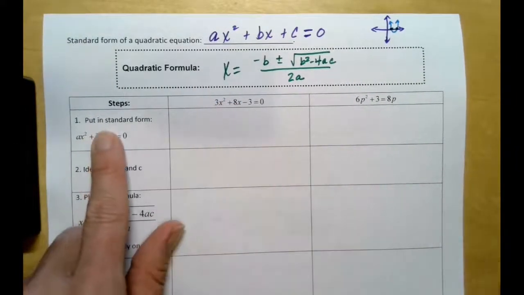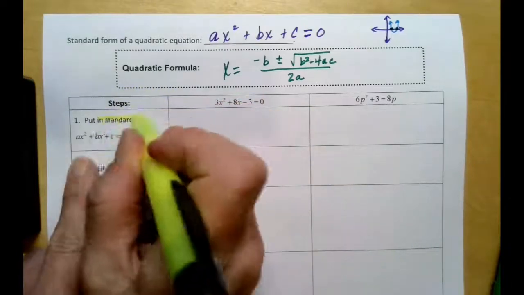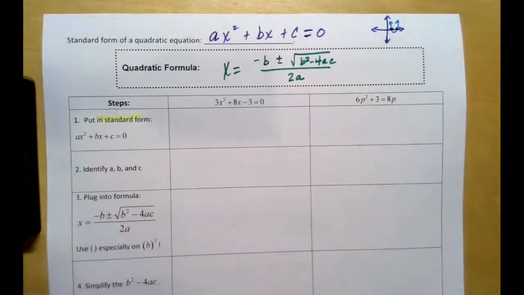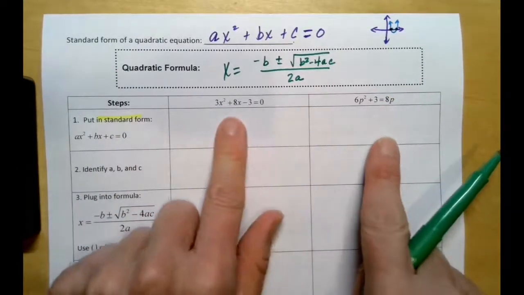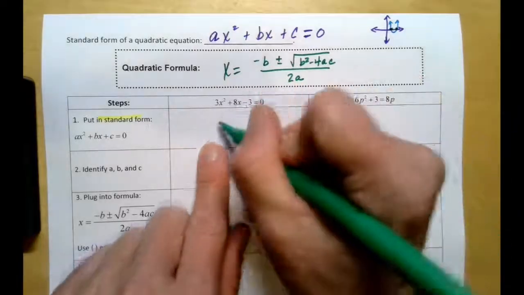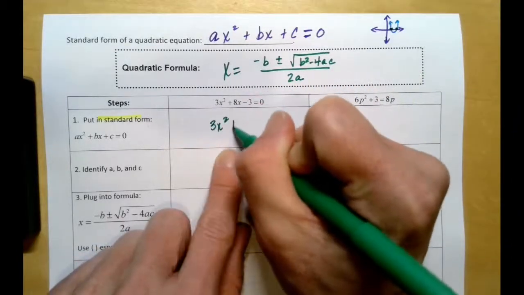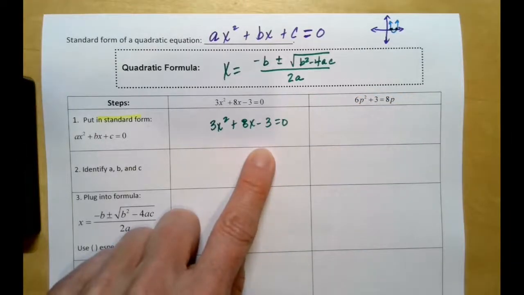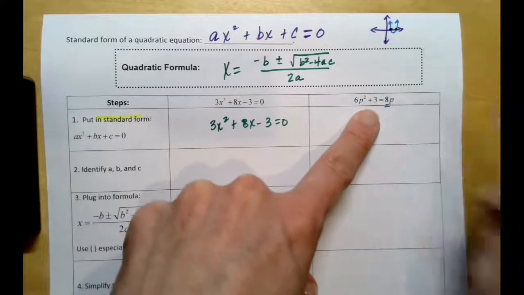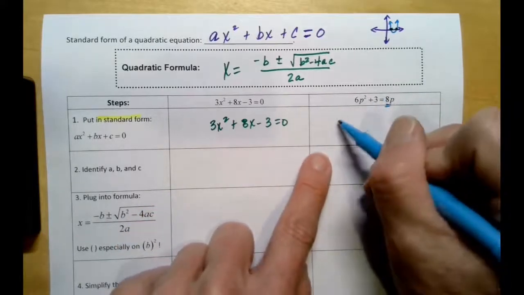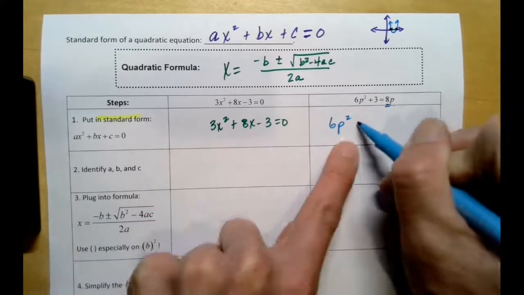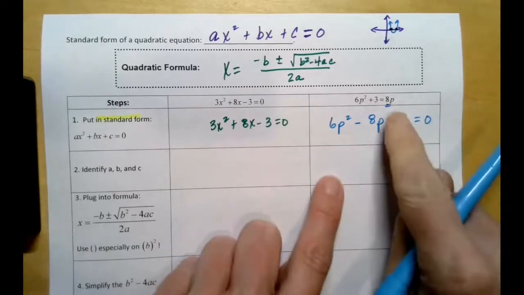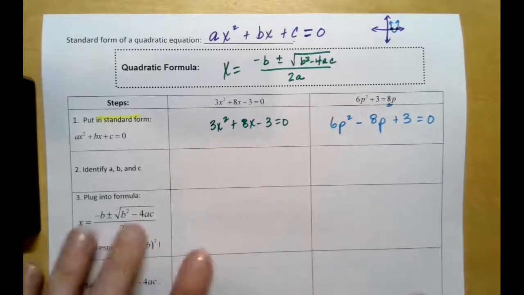All right, number one, we need to make sure that each quadratic is in standard form. So we'll work on both of these simultaneously, and then you can see what we're doing each time. This one is already in standard form: 3x squared plus 8x minus 3 is equal to 0. Nothing wrong with that. This one we've got a problem because it's not set equal to 0. So 6p squared minus 8p plus 3 is equal to 0. I subtracted 8p from each side.